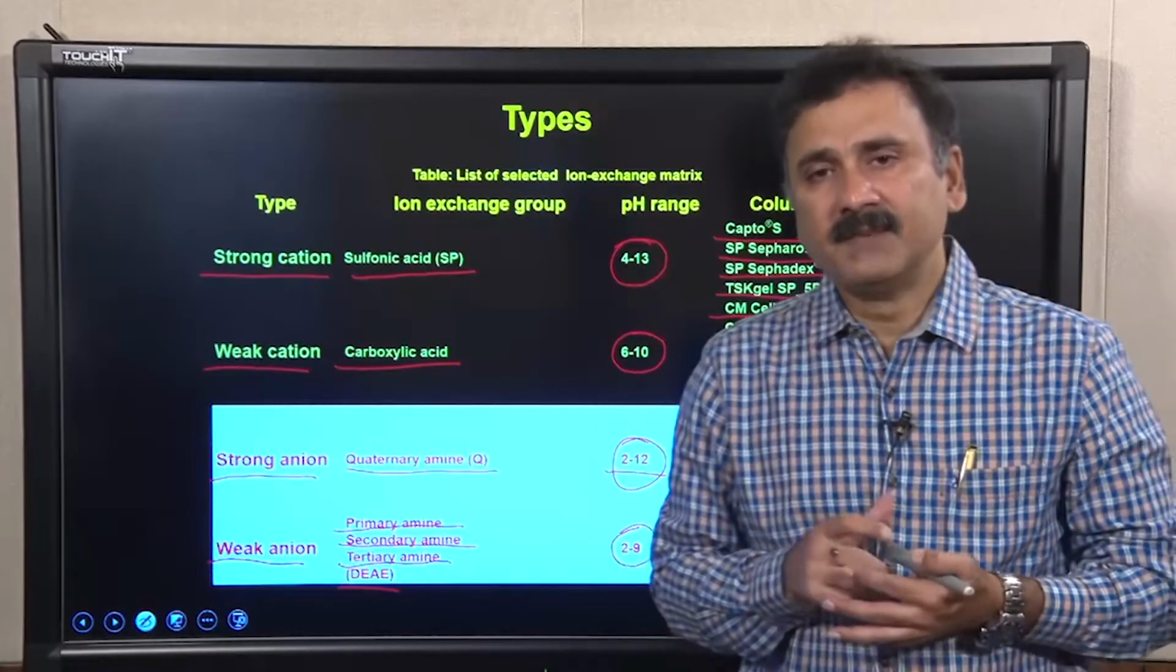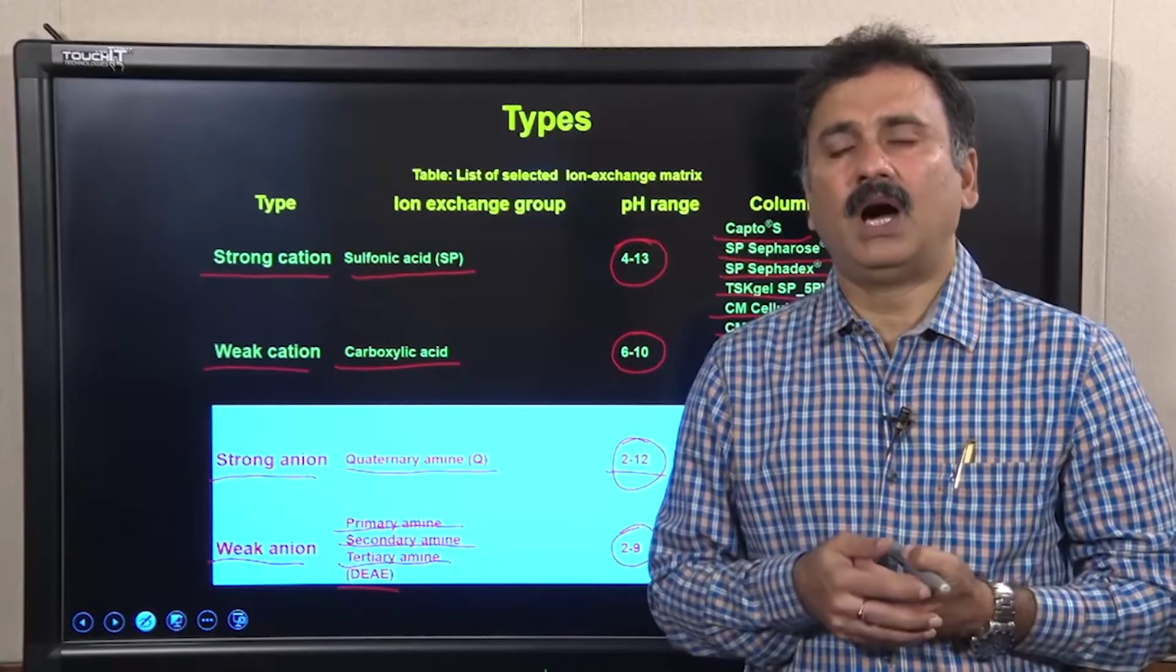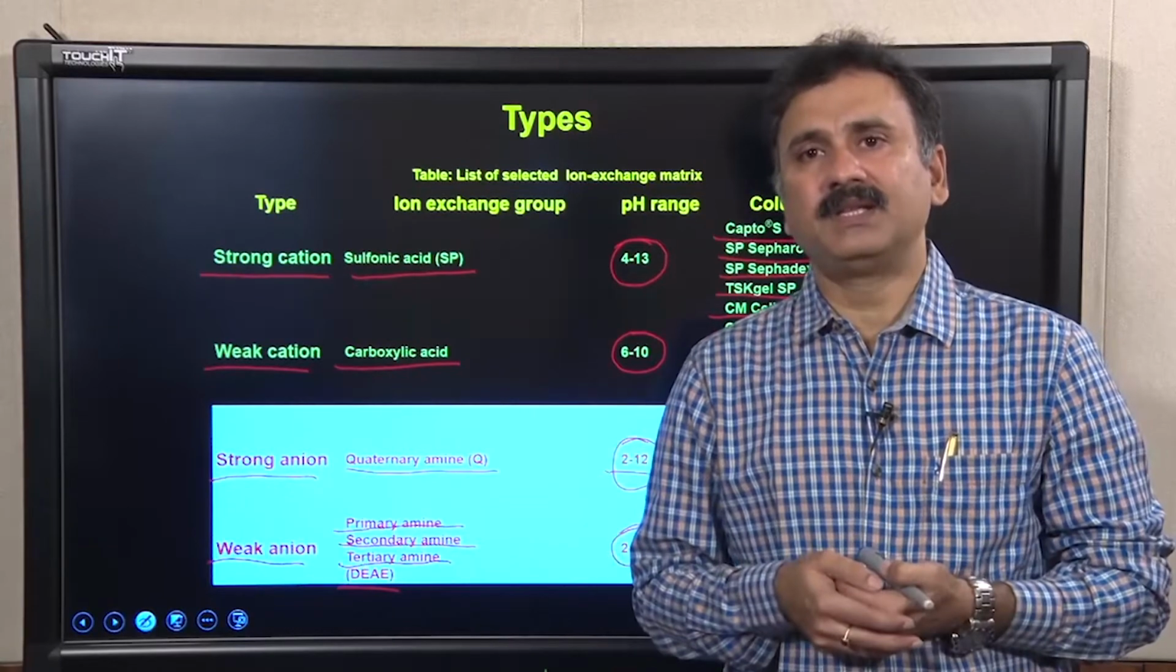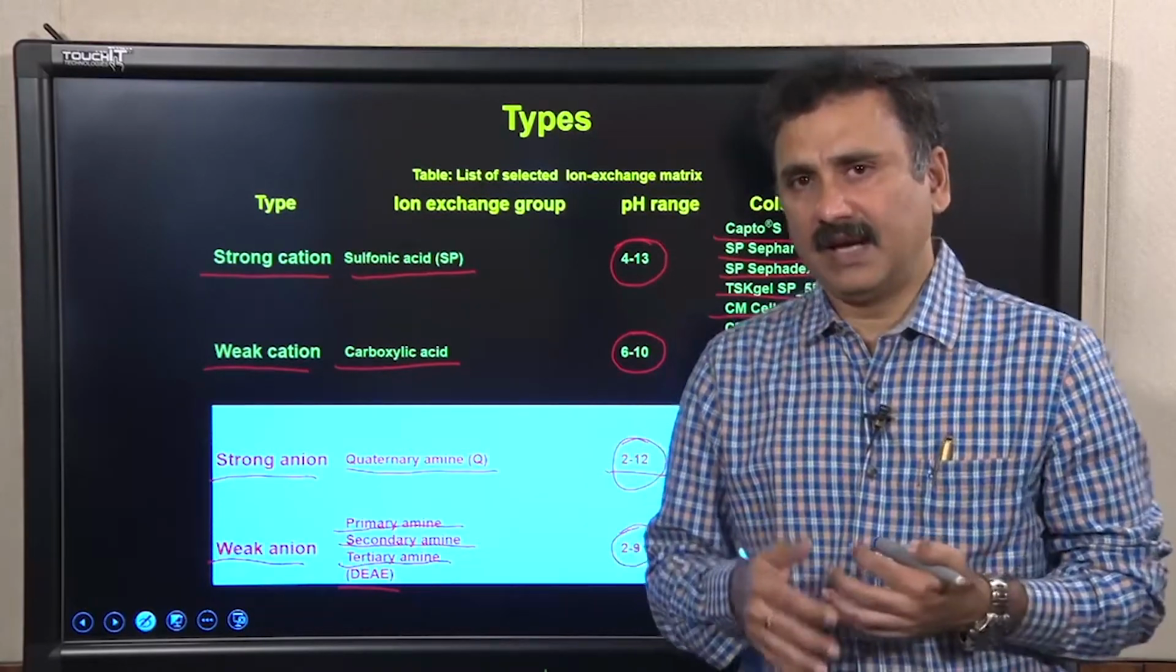But the question comes, how are you going to select the matrix, how are you going to perform the ion exchange chromatography? So, let us discuss that.